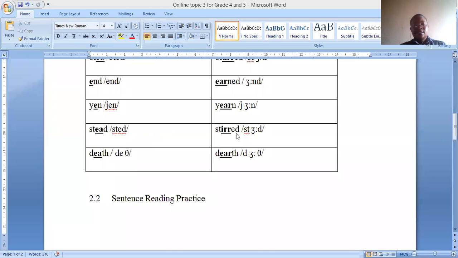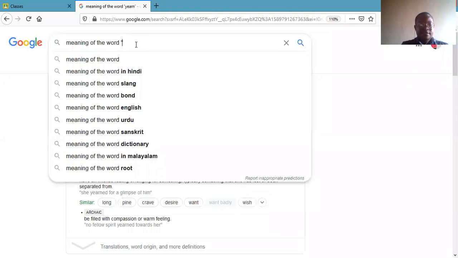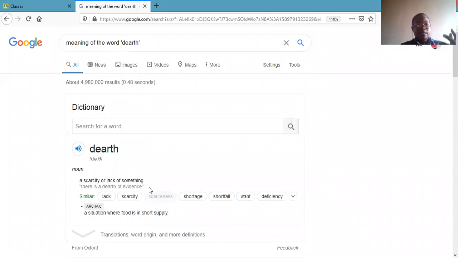Okay, then we have stead and we have stirred. Yes, the action performed in the kitchen when your mom is cooking. She stirs when she cooks. Yes. Then, lastly, we have death and we have dearth. Okay, let's find out the meaning of the word dearth quickly. Okay, so dearth actually means a scarcity or lack of something. And then there's an example here. There is a dearth of evidence. That means there is no evidence at all. Okay. All right, back to our word list.